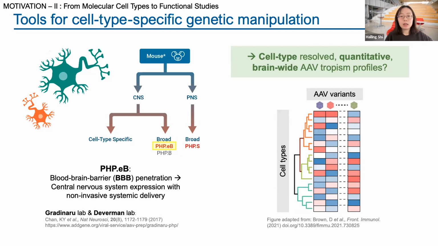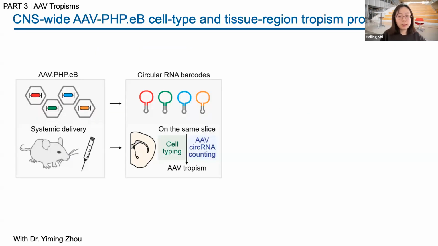comprehensively characterized. So we incorporate this part of measurements into our data set, hoping to provide a chart and a resource for the community to help their choice of viral tools in the future. For this purpose, we labeled the AAV genome with a sequence encoding circular RNA barcodes under a generic promoter. The barcodes were designed in a circular format so there will be sufficient accumulation of the barcode copy numbers to allow a larger dynamic range of quantification.